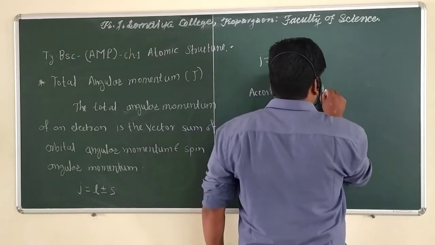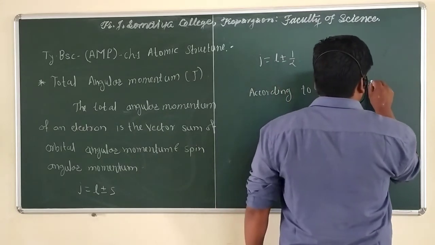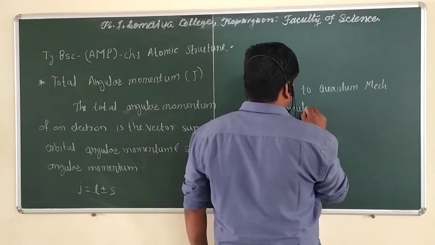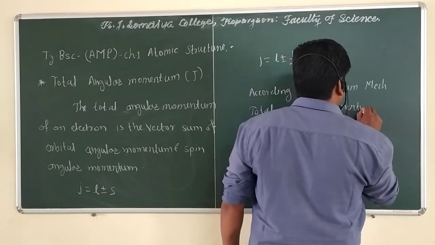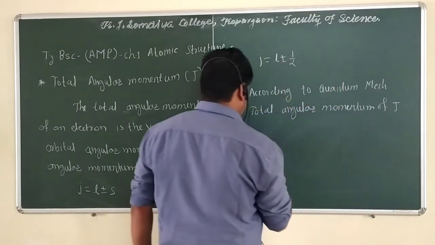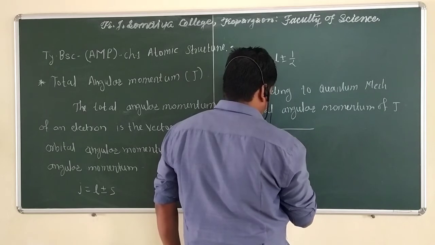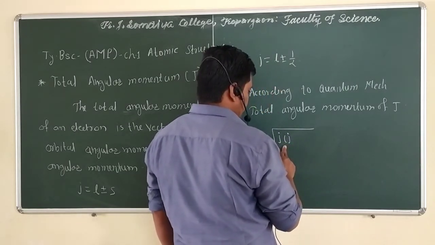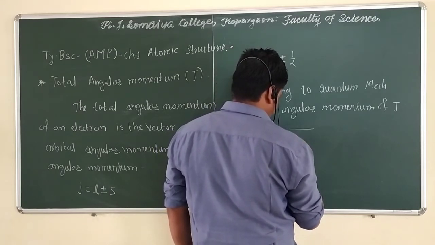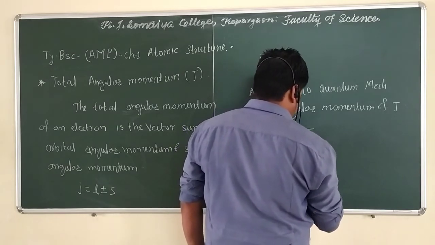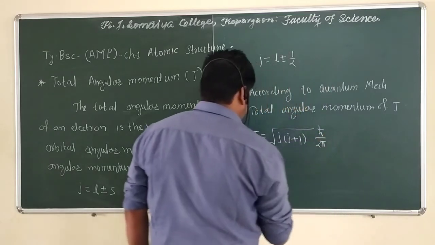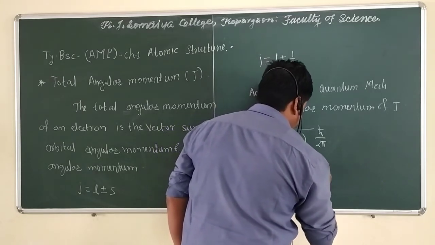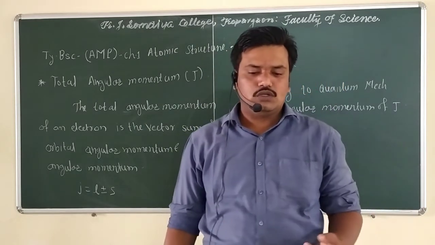According to quantum mechanics, the total angular momentum J is given as J equal to under root of j into j plus 1, into h upon 2 pi, where small j is the total angular momentum quantum number. So J equals under root of j into j plus 1 into h bar, and J is called the total angular momentum.